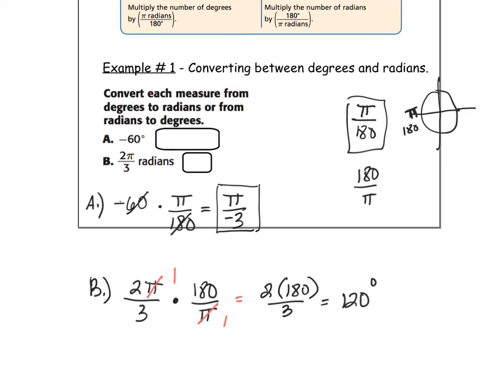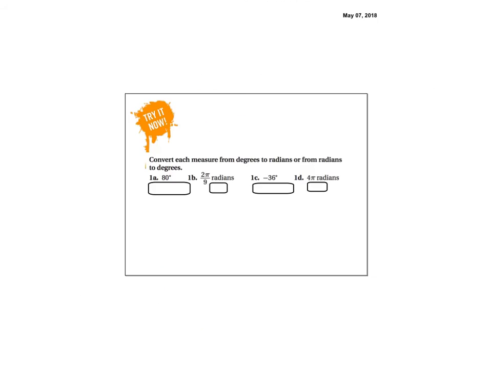So when converting from degrees to radians, you want to use pi over 180 to convert them. If you're converting radians into degrees, you want to multiply it times 180 over pi. You try these on your own, and then come get me for the answers.